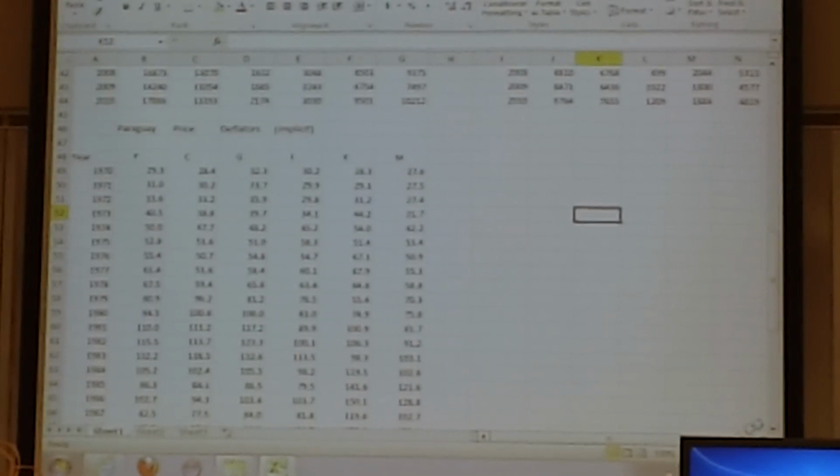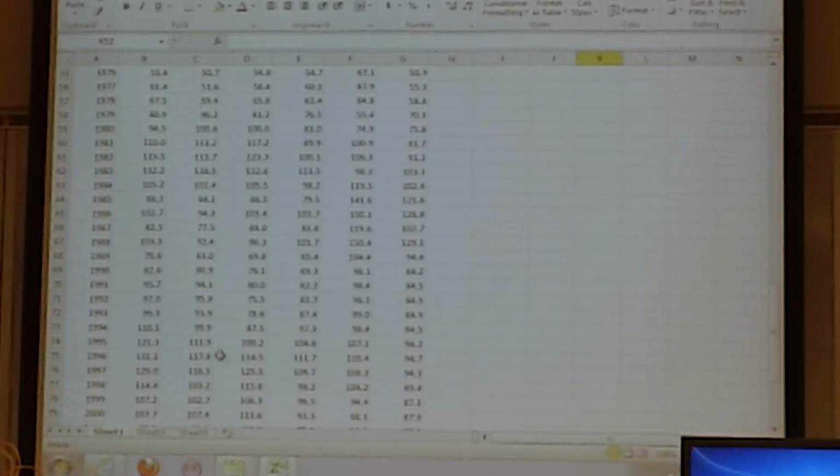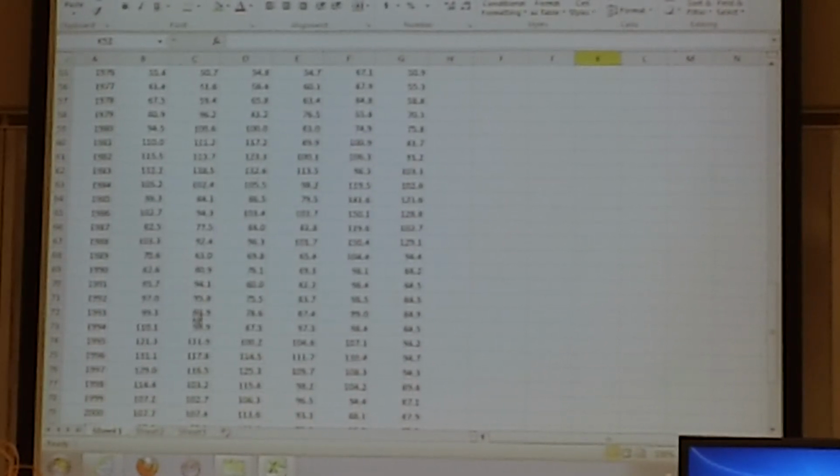What happened in 78? Very high inflation in that period of the 70s. Why? Because of the oil embargo. OPEC oil embargo caused that. But then you see, inflation died down, and then started picking up again.